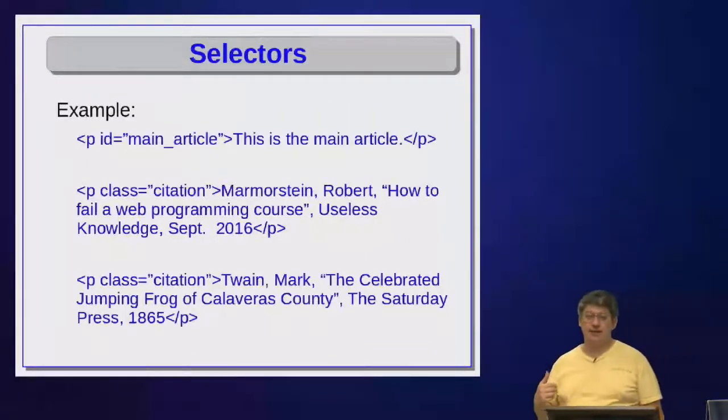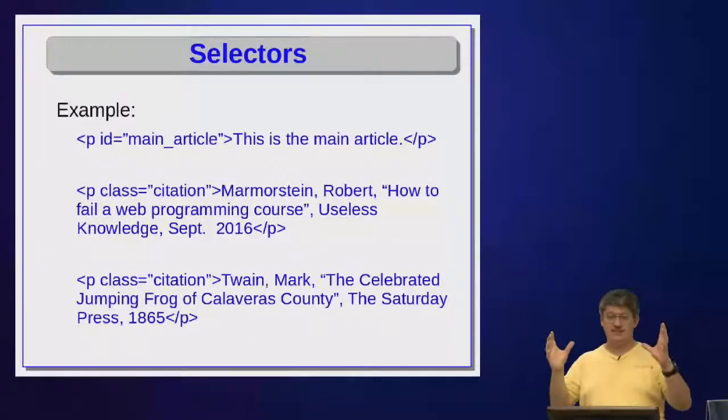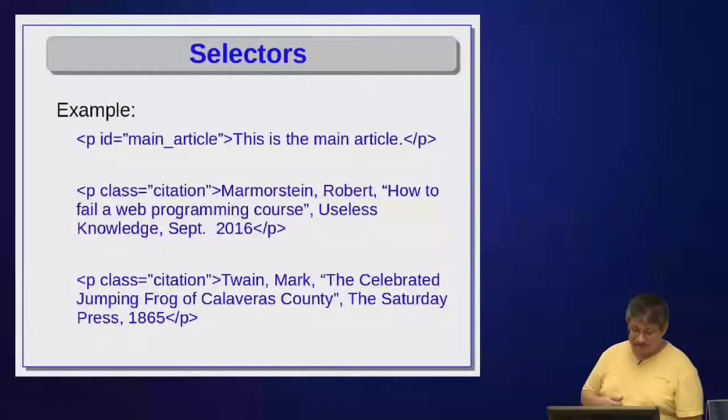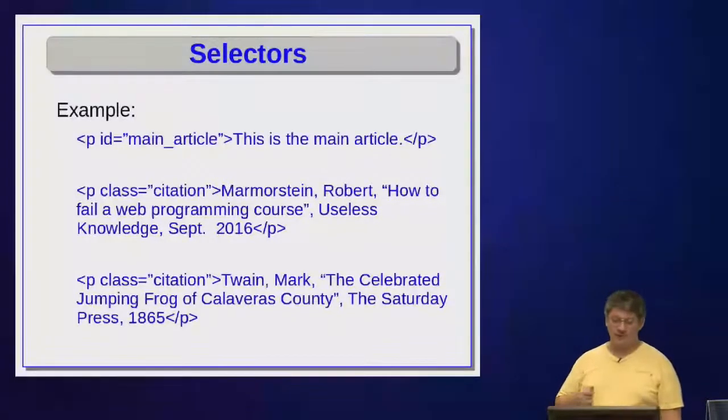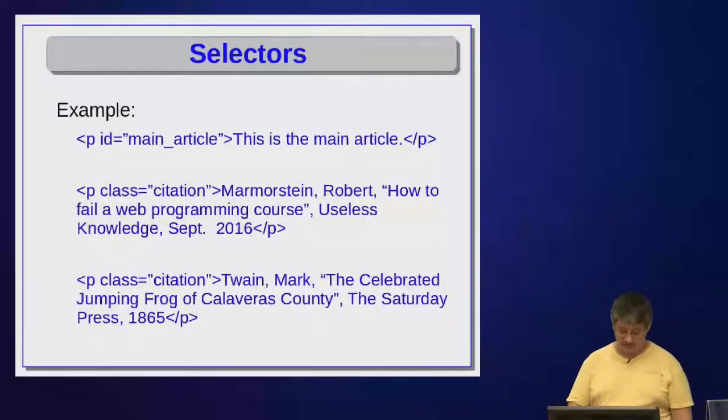Here's some example HTML that we might want to style. Suppose that I have a paragraph and I've set its ID attribute to be main article. It says, this is the main article. And I have two paragraphs that are both in the citation class. I label them as being in the citation class by saying class equals citation. One of them is an article I wrote called How to Fail a Web Programming Course. Of course, I haven't really done that. That's why I've put it in the Journal of Useless Knowledge. And also, here we're citing Mark Twain's The Celebrated Jumping Frog of Calaveras County, which is a wonderful story that you should read from 1865.